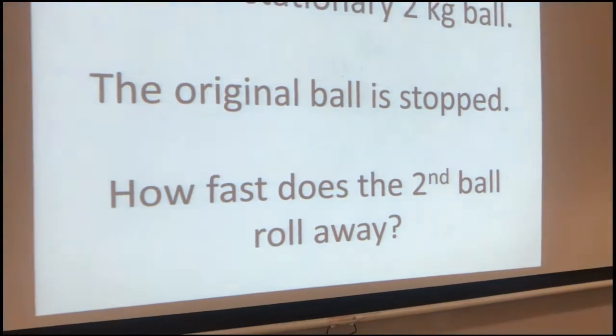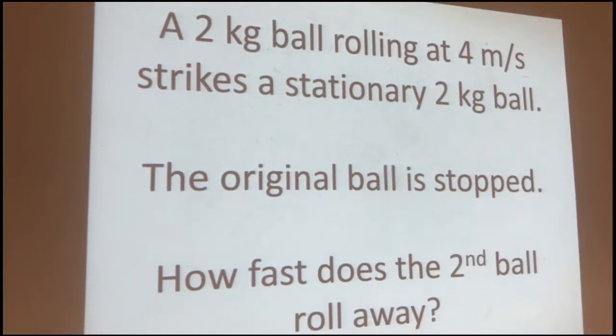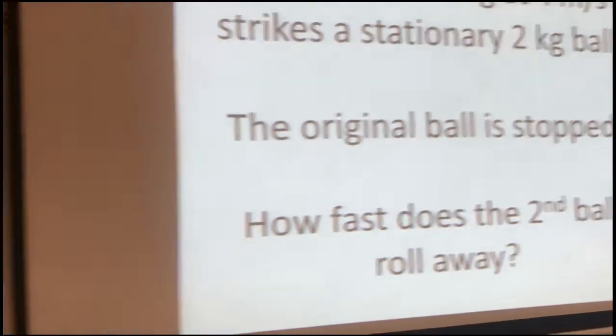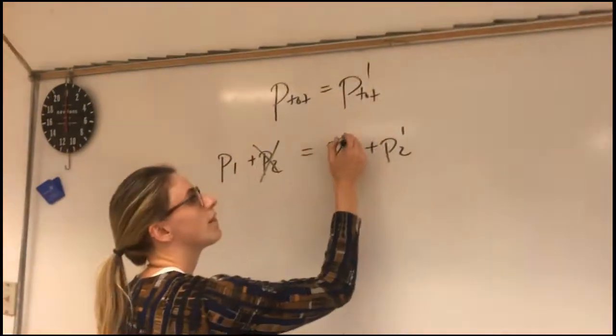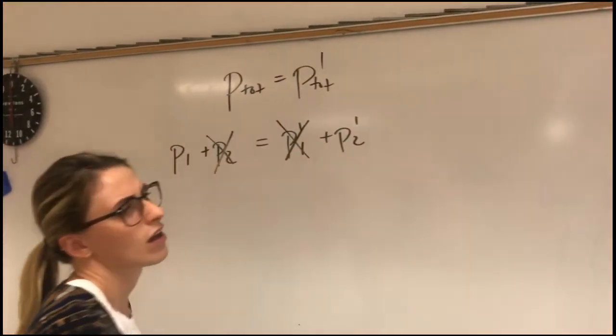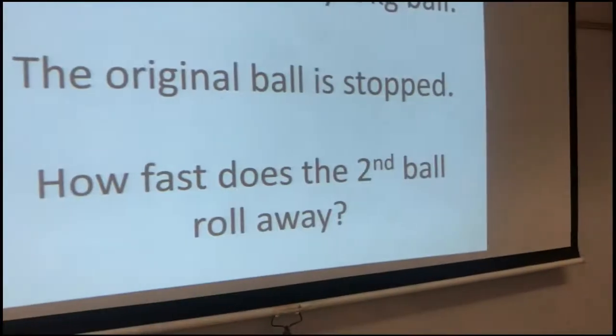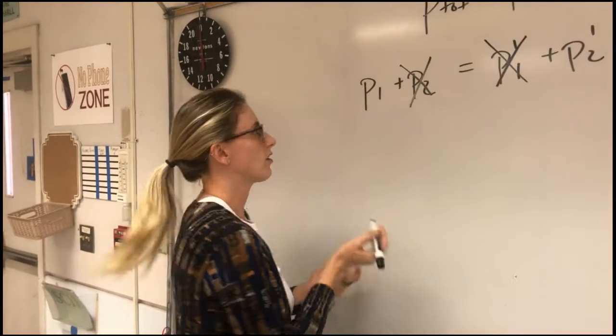It strikes a stationary ball of 2 kilograms. The original ball is stopped. That means that after the collision, the original one has no momentum, and we want to know how fast the second ball rolls away. Now we can actually plug in our equations.